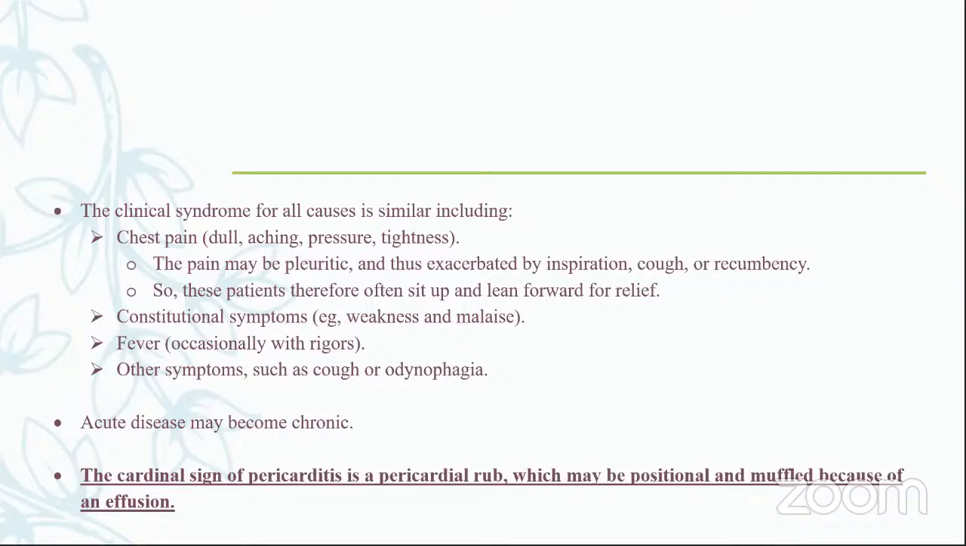There are also constitutional symptoms like weakness and malaise. Fever occasionally will be present with rigors, and there are some other symptoms like cough or odynophagia. Acute disease may become chronic, and the cardinal sign for pericarditis is the pericardial rub, which may be positional and muffled because of coexisting effusion.